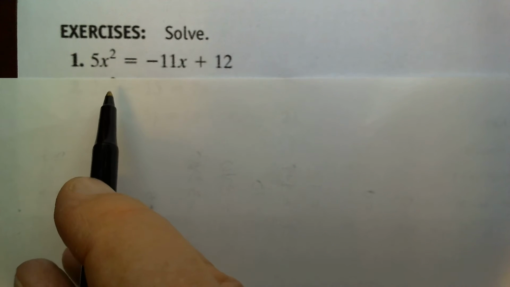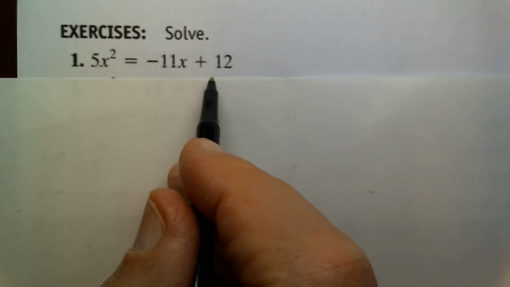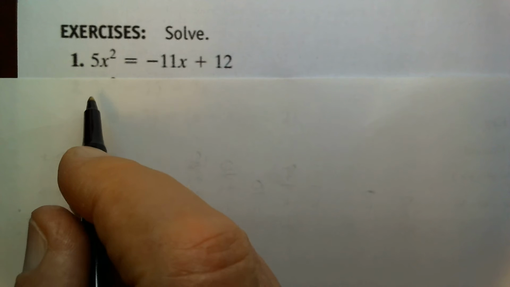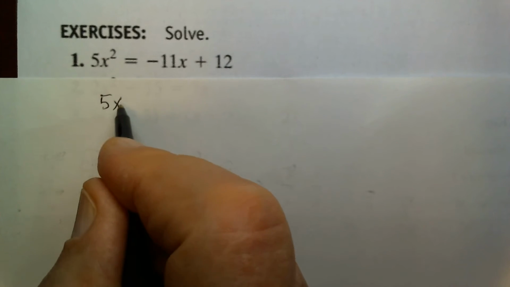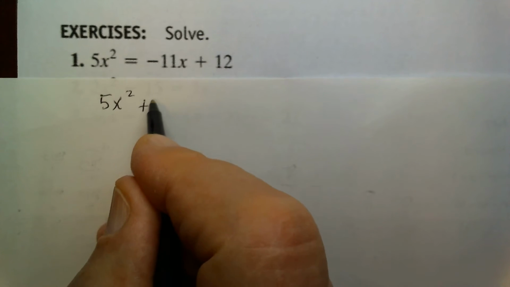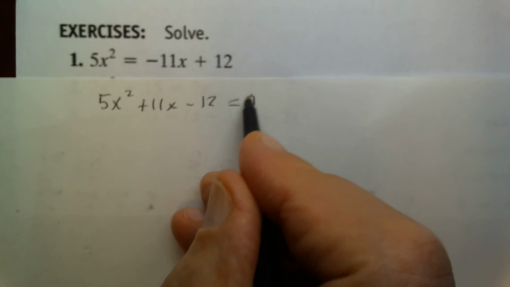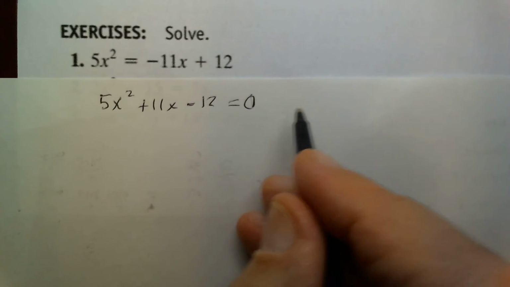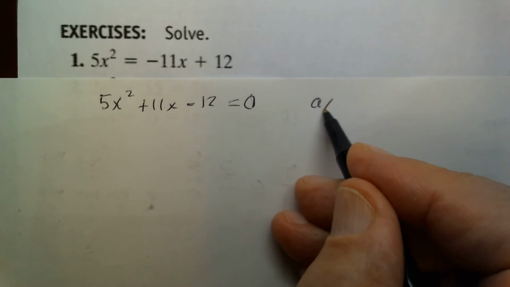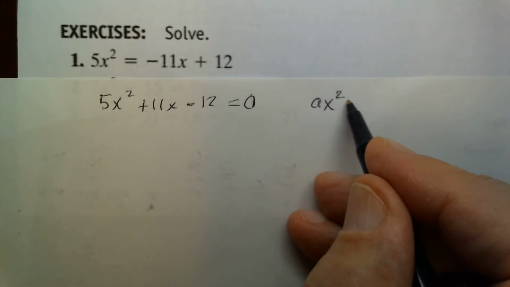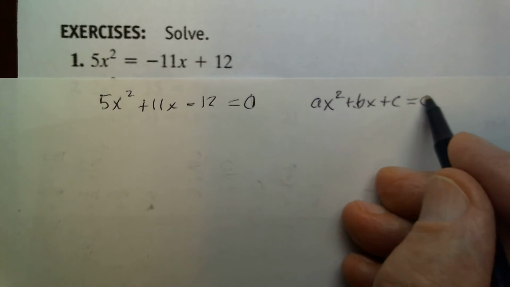Next, we're going to do some exercises. The first thing to do when you look at a statement like this is to write it in standard form. And the standard form of the quadratic equation would be 5x squared plus 11x minus 12 equals 0. So we want to have that in standard form. So we're going to compare that with the standard quadratic equation ax squared plus bx plus c equals 0.